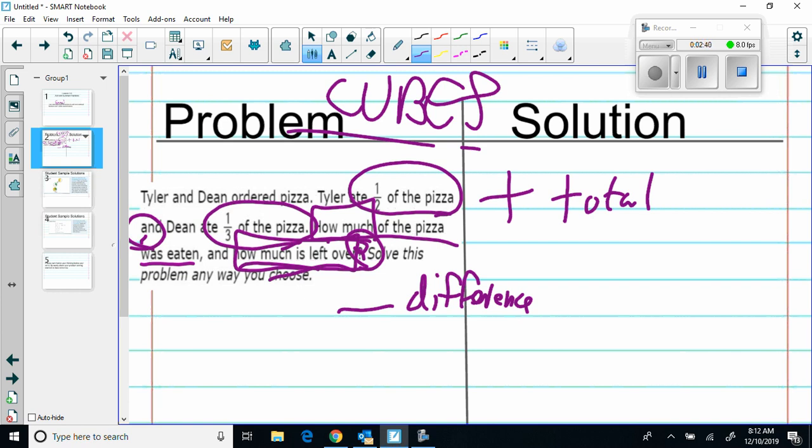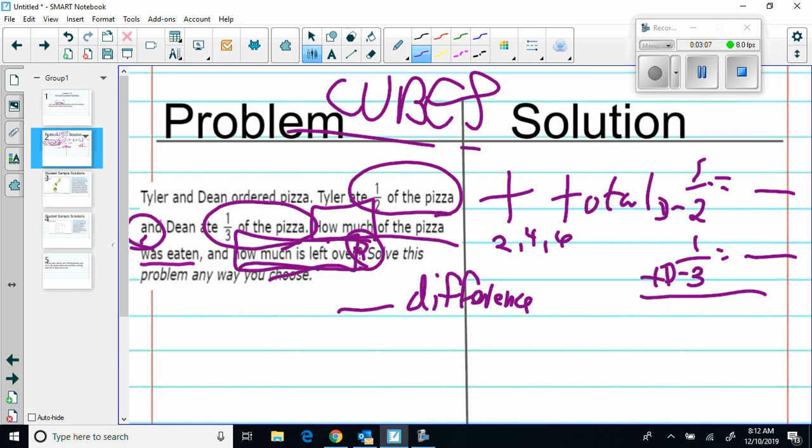I'm going to go ahead and solve this problem. So first I'm going to add 1/2 and 1/3 to find my total. Remember, you cannot add fractions when their denominators are different. One has a denominator of 2 and the other has a denominator of 3. Find a common denominator. So I list my multiples of 2: 2, 4, 6. Multiples of 3: 3, 6. There is my least common multiple for my common denominator.